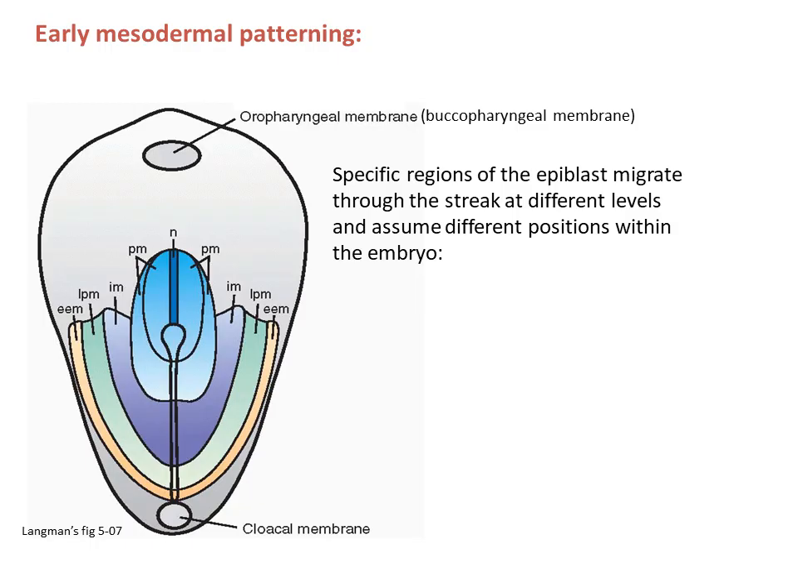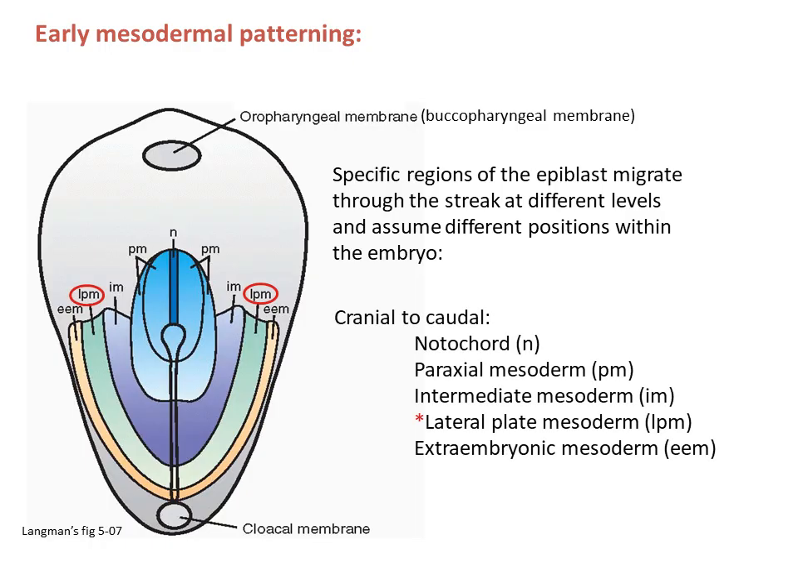Early mesodermal patterning: we have the oropharyngeal membrane or buccopharyngeal membrane, and caudally the cloacal membrane. A specific region of the epiblast migrates through the streak, and different levels assume different positions within the embryo. We can see here, from the midline, the notochord, paraxial mesoderm, then intermediate mesoderm and lateral plate mesoderm, and extraembryonic mesoderm.